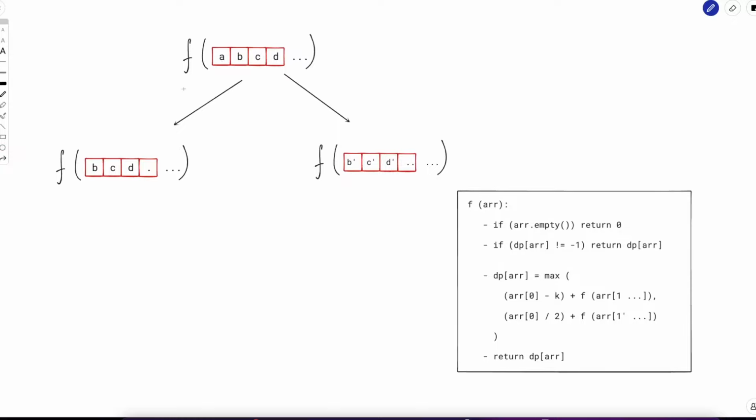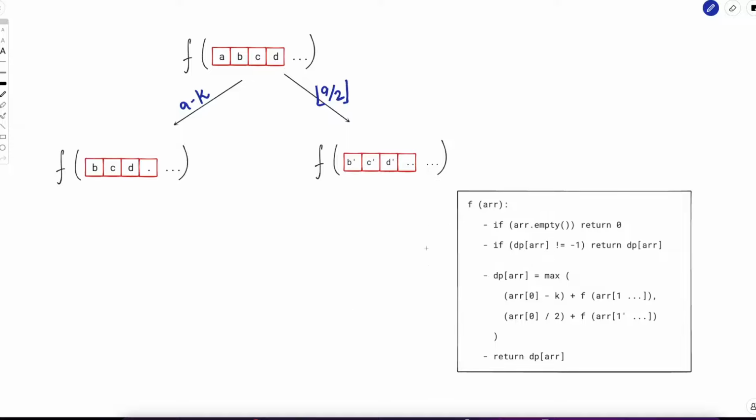We'll have some function f which gives us the maximum points I can collect from the given array. From this function we'll call the same function f with the reduced array, and in this case I will be getting a minus k points, right? And otherwise I will be getting a by 2 points, and I will reduce everything by half. So b becomes b dash, which is b by 2, c becomes c dash, d becomes d dash, and so on and so forth.